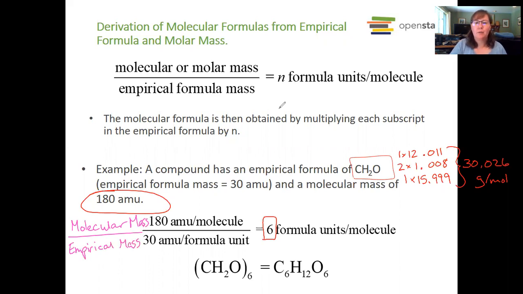Okay, and that was what we saw up here. When we divide 180 by 30, we get 6. And so we multiply each one of these: 6 times 1 carbon, 6 times 2 hydrogens, and 6 times 1 oxygen gives you C6H12O6.